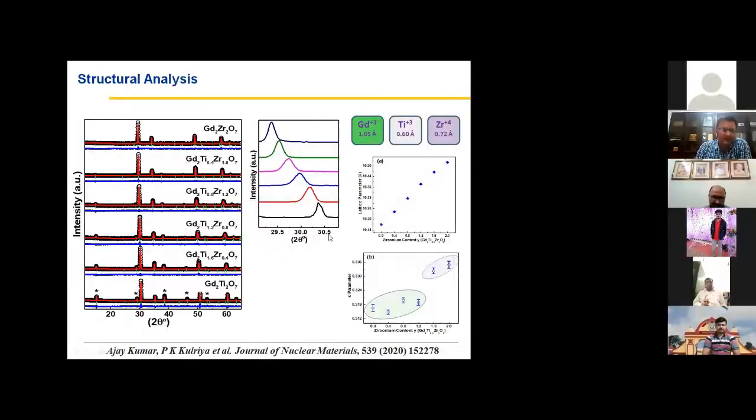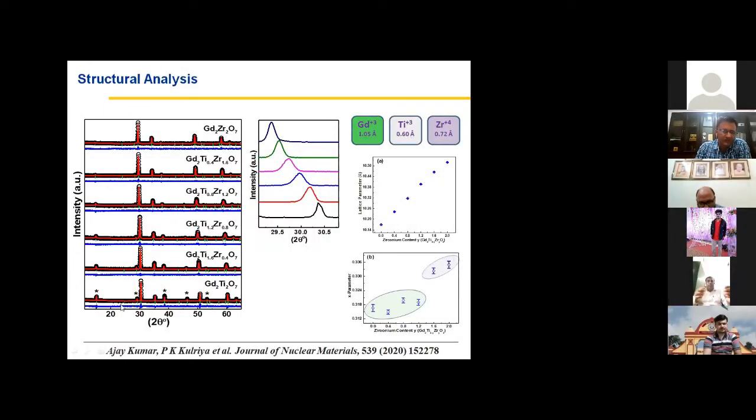And then this one shows how the peak is shifting as we are adding zirconium, and we also calculated the lattice constant, and there you can see it is linearly increasing as we are putting in more and more zirconium. The reason is very simple, because the ionic radius of zirconium is higher than that of titanium.